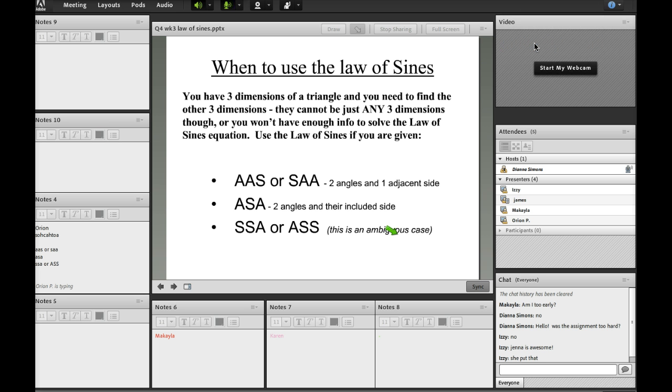Ambiguous means something that you're maybe not able to determine. The ambiguous case means that the triangle that you find, it never happens. Excellent. Why aren't you doing your assignments? You know these things.